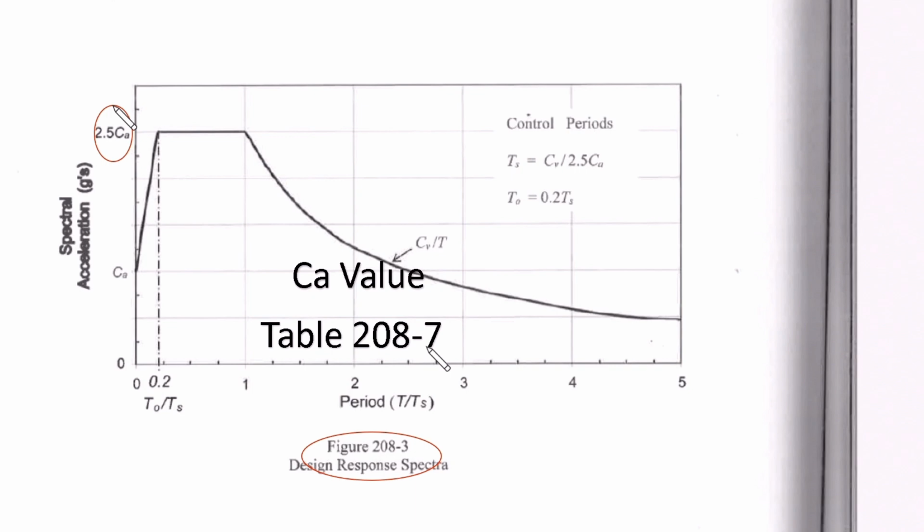Additionally, itong spectral acceleration, bukod sa function siya ng soil strength, function din siya ng damping coefficient. So kung magbabago ang damping coefficient dito, magbabago din ang spectrum graph.